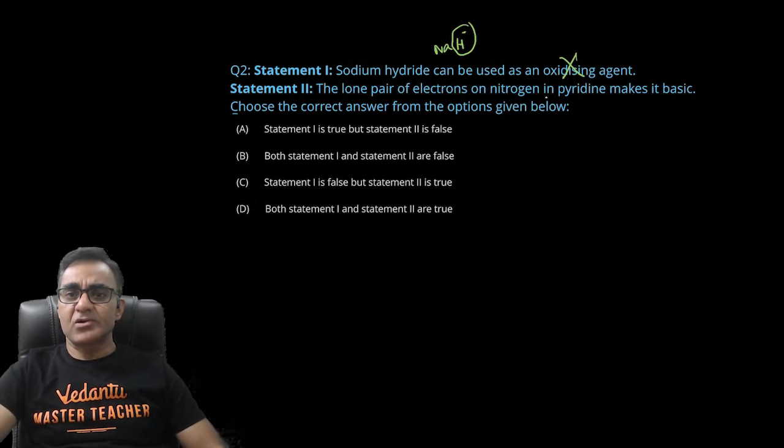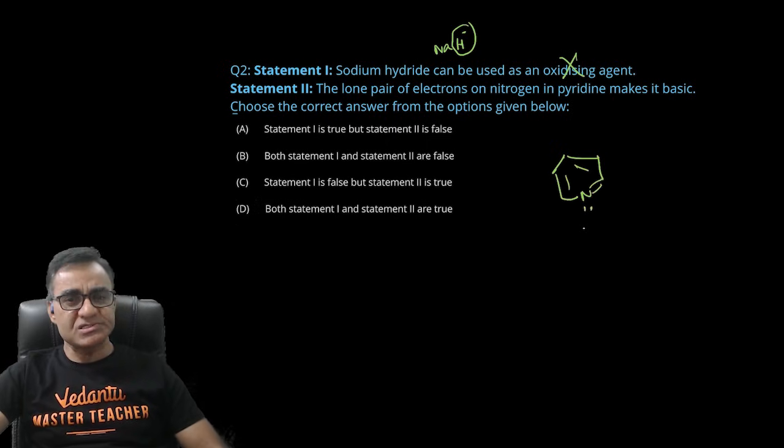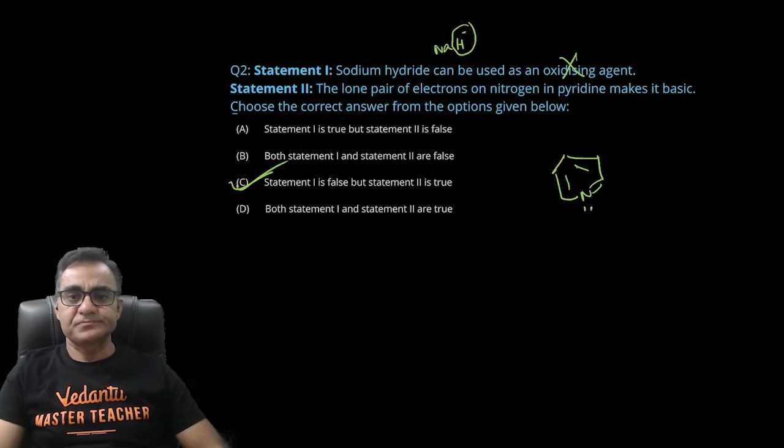The lone pair of electrons on nitrogen in pyridine makes it basic. This is also correct. The lone pair on nitrogen in pyridine makes it basic, it acts like a Lewis base. So 1 is wrong and 2 is going to be the correct one. Statement 1 is false and 2 is true. Therefore, option C is going to be the correct answer of this question. All right.